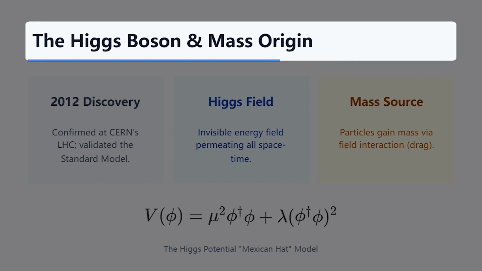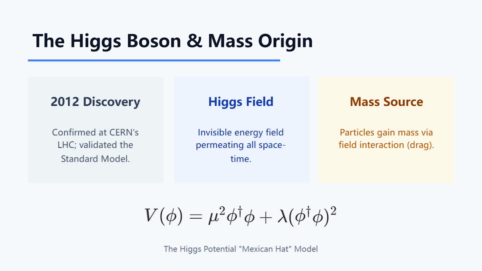Now that we've seen how forces are carried by gauge bosons, we encounter a fundamental problem. Why do some of those particles have mass while others, like the photon, have none? This leads us to the most famous piece of the puzzle, the Higgs boson and the origin of mass.